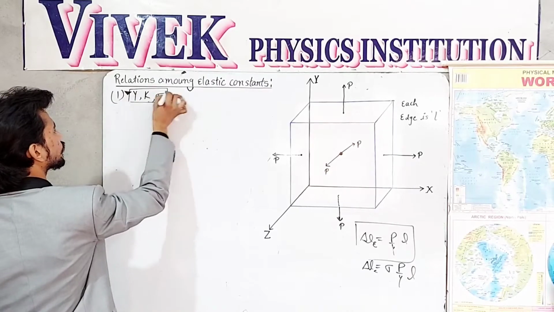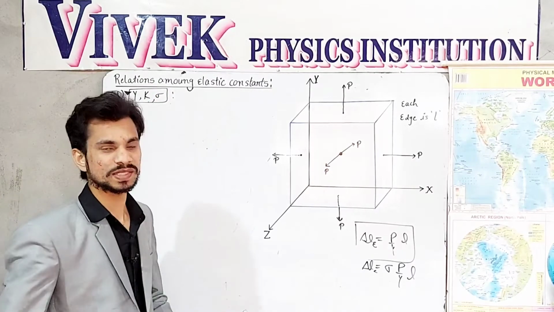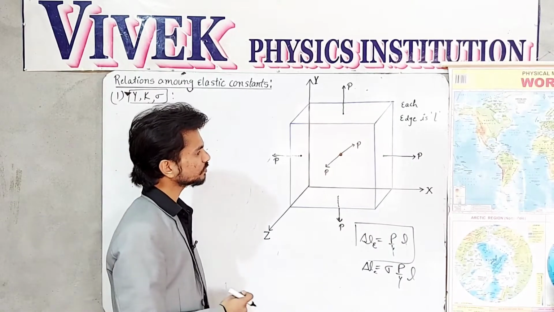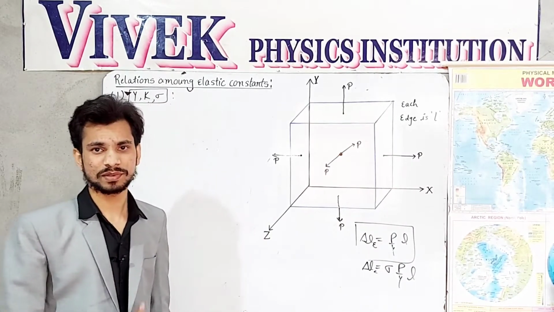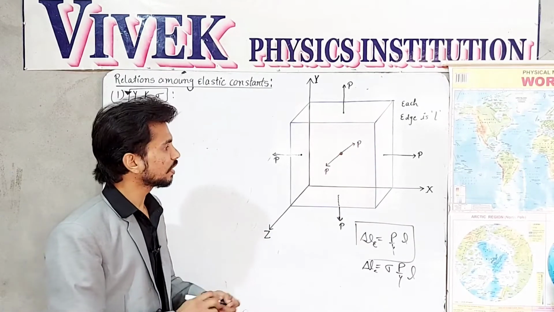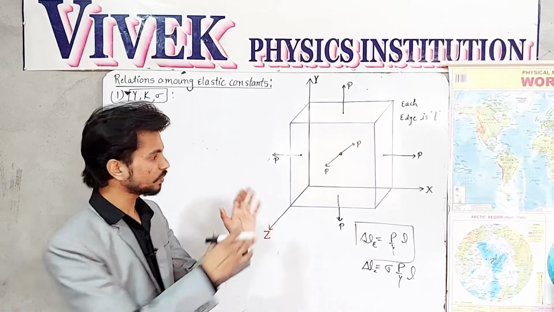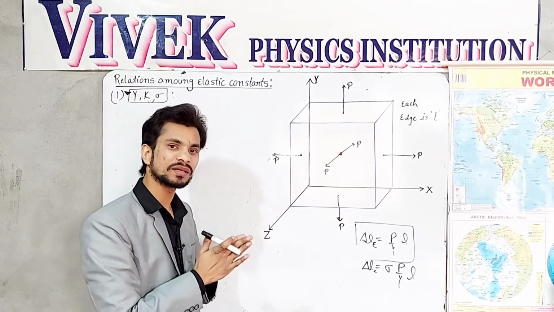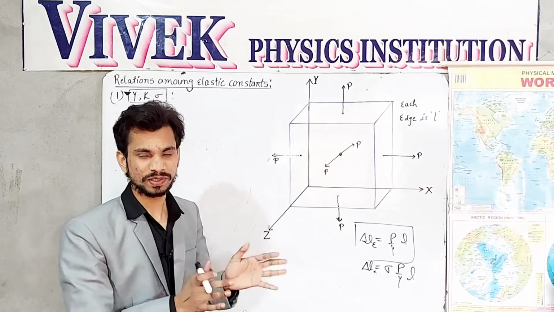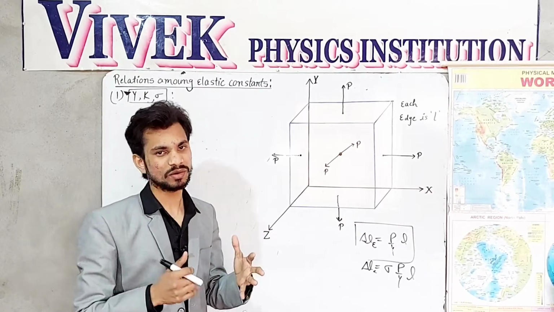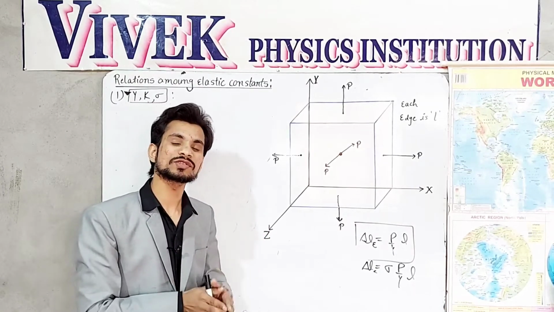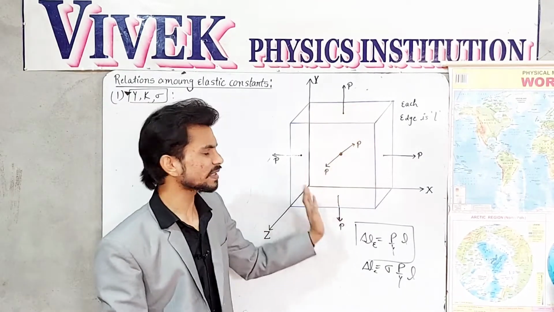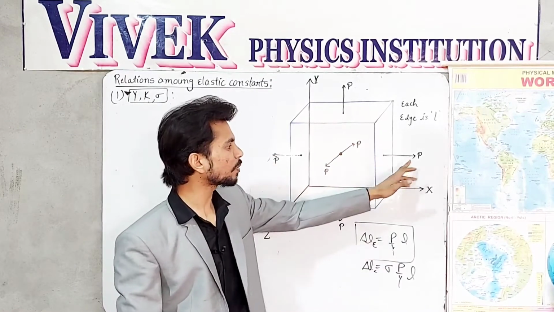So first we will derive the relation among these three constants. For that relation I am taking a simple example of this cube. Suppose that this is a cube, what you can see on the board, and it is undergoing a normal stress P from all its faces. You know very well a cube has 6 faces, and all these 6 faces are undergoing a normal stress P.